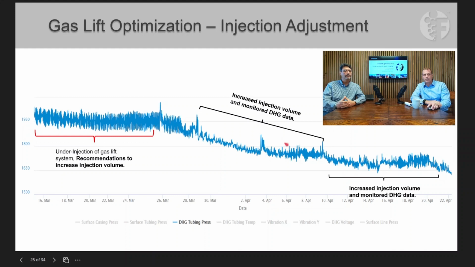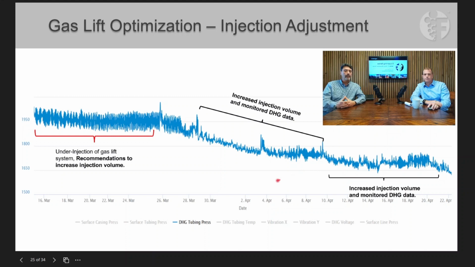Correct. And so here we can see pre-optimization to post-optimization, just simply by adjusting our injection rate, that we're able to draw the well down and then minimize some of that liquid holdup or liquid loading.